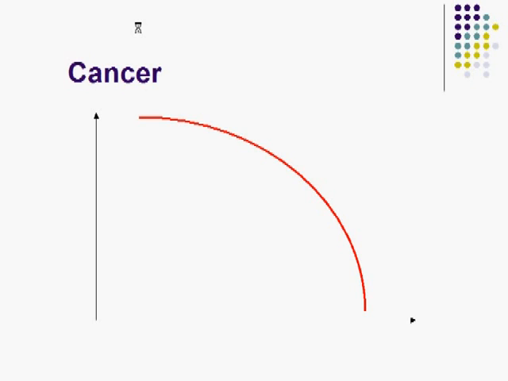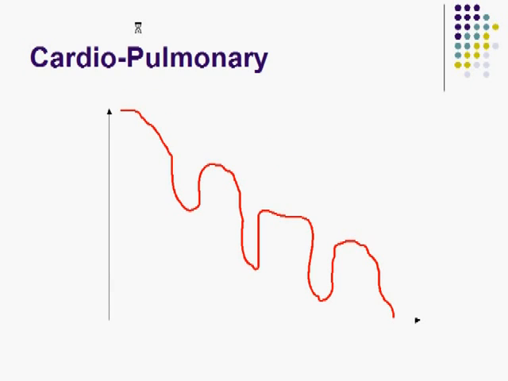Cardiopulmonary follows a very different pattern. A patient in congestive heart failure or chronic lung disease manifests a lot of exacerbations and remissions. And this also causes a lot of problems with patients and families because what they remember is going from a low point back uphill. But if you look at the crest of each one of these, it's lower than the one before. So the pattern is still downhill, but manifest with a lot of exacerbations and remissions.